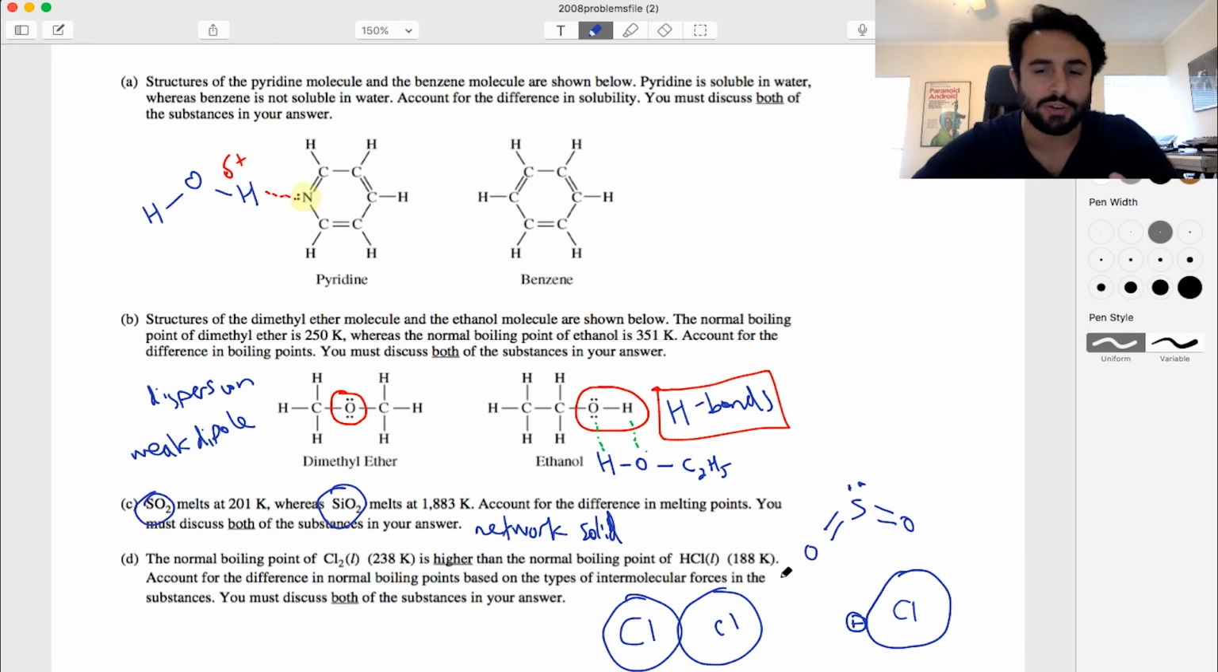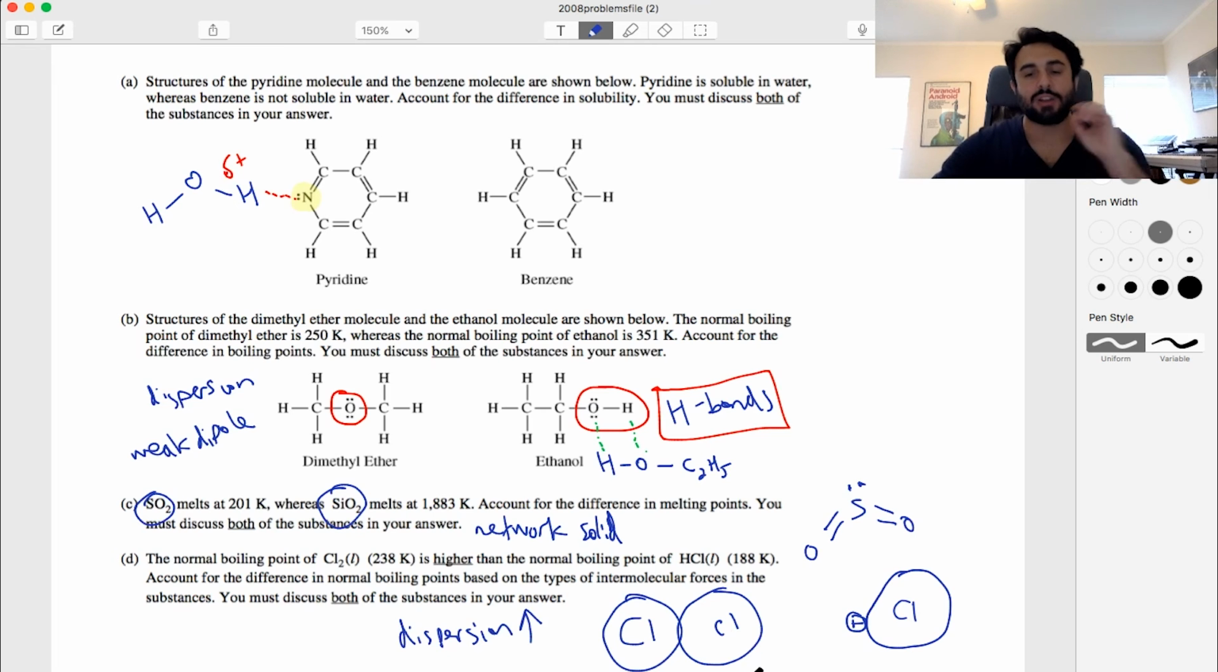So what are we understanding here? Yes, this might be a little confusing. If we did not know which one boiled higher, it would be difficult to predict, because we know that HCl can participate in dipole-dipole interactions, whereas Cl2 cannot, right? However, here it does end up coming down to dispersion because this is just so much bigger. A chlorine atom is so much bigger than a hydrogen atom that its electron cloud is so much more polarizable that it makes much larger momentary dipoles and therefore induced dipoles.